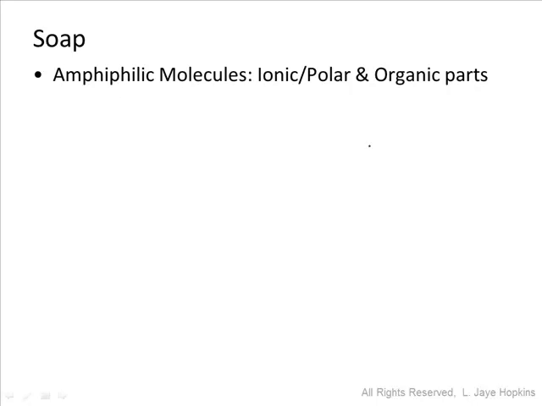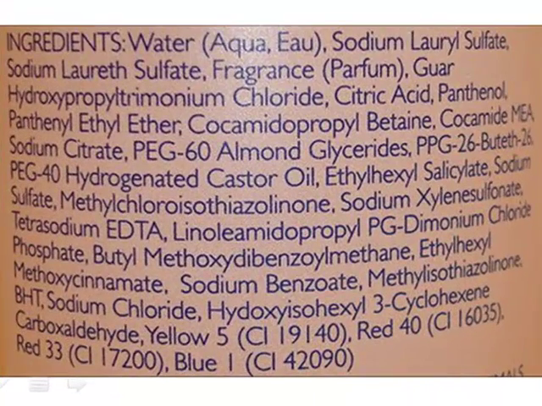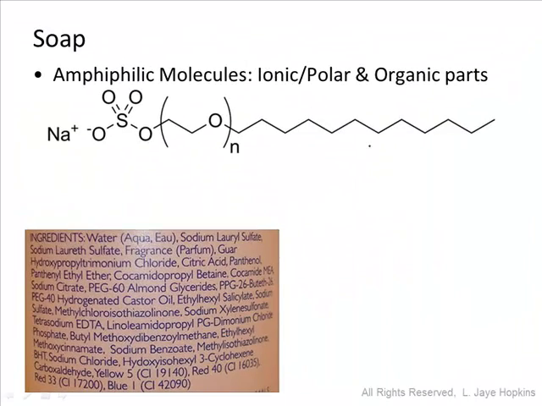Now, in the modern era, most soaps are actually not carboxylate salts. Rather, they're sulfate salts, which is really similar. And in fact, next time you're taking a shower, if you turn over your shampoo or if your soap has a label, you might recognize a couple of these compounds. 2 of the most common soap-like compounds that are used in the modern era are sodium lauryl sulfate and sodium laureth sulfate. Here's what they look like.